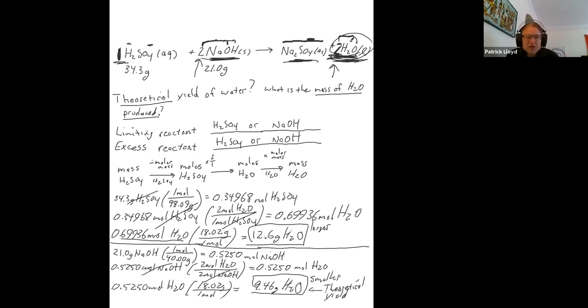And even though the question didn't ask for this, we can identify the sulfuric acid, the H2SO4, that we started with 34.3 grams, that gave us the larger value. So that means it's not all going to get used up. So the excess reactant is the H2SO4. The reactant that gave us the smaller number is the limiting reactant. So the limiting reactant would be sodium hydroxide. Like I said, it didn't ask for that, but that's how you would identify.